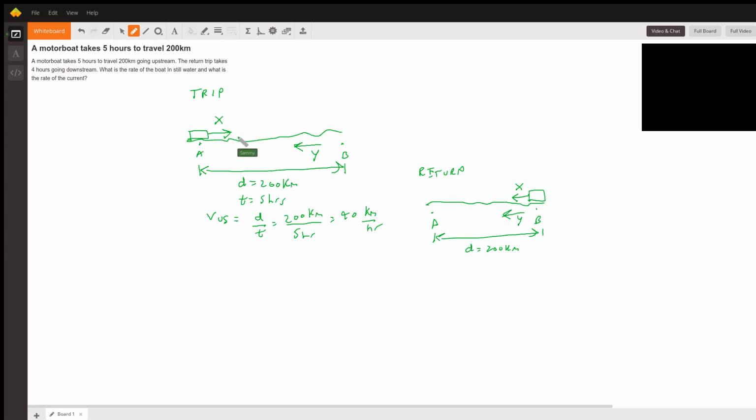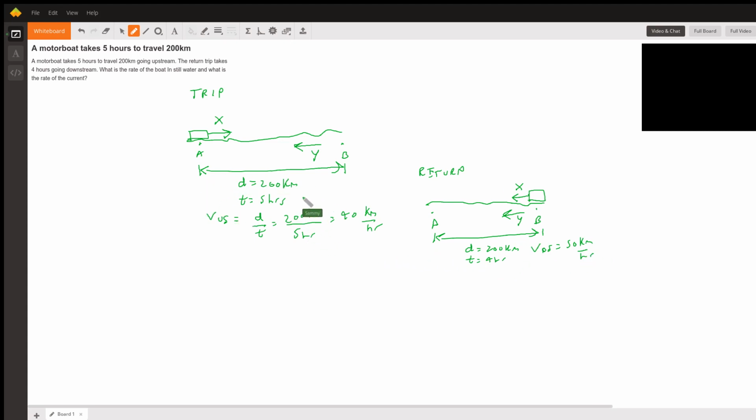As you can see, in the first trip the boat is moving upstream, going against the current. Here, this is downstream: the boat is moving in the same direction as the current, and it took 4 hours, so it took less time. So we can find the downstream velocity, which is distance divided by time. 200 divided by 4 is 50 kilometers per hour.